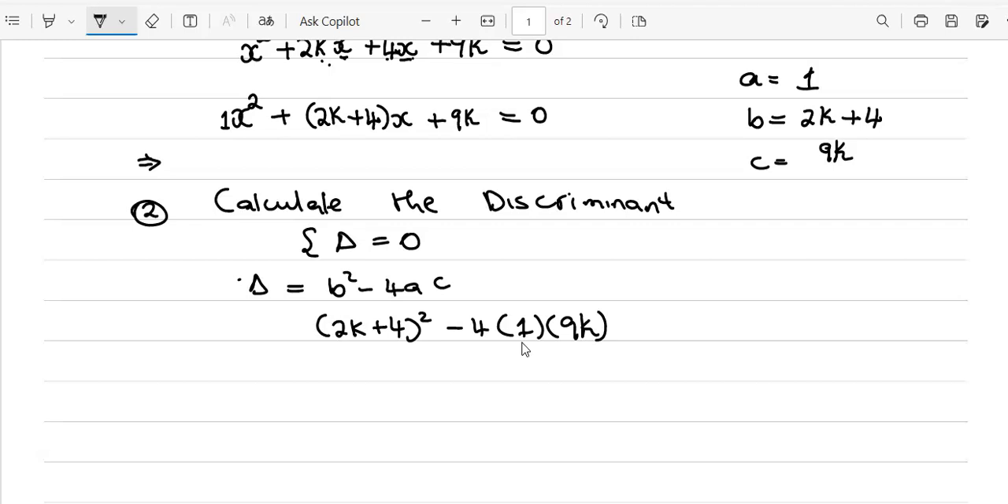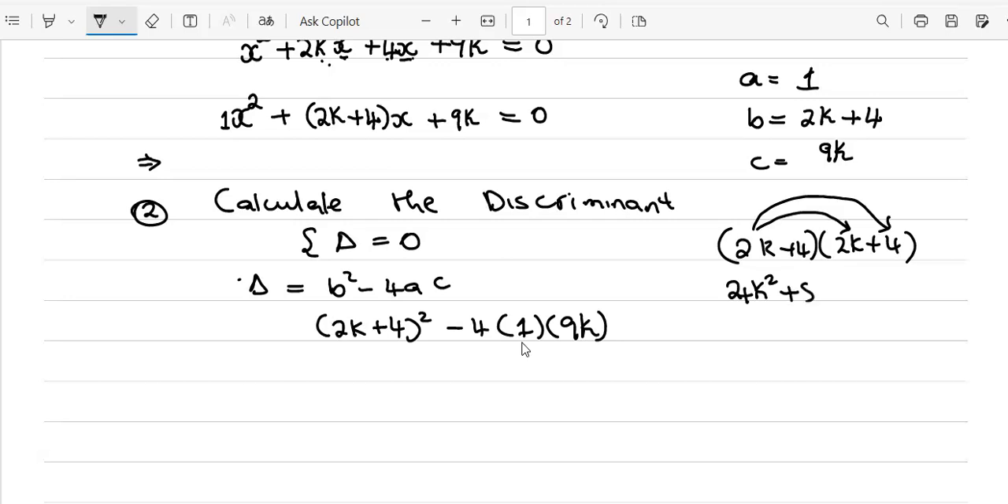We need to work out 2k plus 4 squared. We need to expand that one and say 2k plus 4 times 2k plus 4. Using the FOIL method, 2k times 2k will give us 4k squared. Then 2k times 4 will give us 8k. This times that will give us positive 8k. And 4 times 4 is 16. So if we combine the like terms, this will be 4k squared plus 16k plus 16.